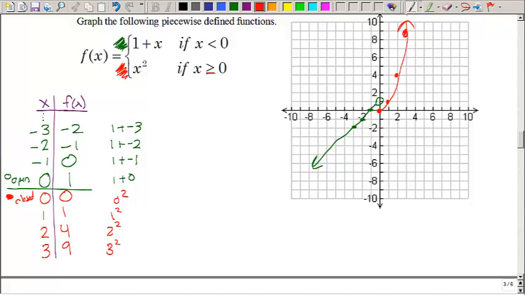Is this still a function? Well, yes, even if you pass your vertical line here at 0, you're only really at one point at a time. Your green values come up here closer and closer and closer to 1, but then they hop immediately down to 0, and then they continue on. So this is still a function. It still passes the vertical line test.